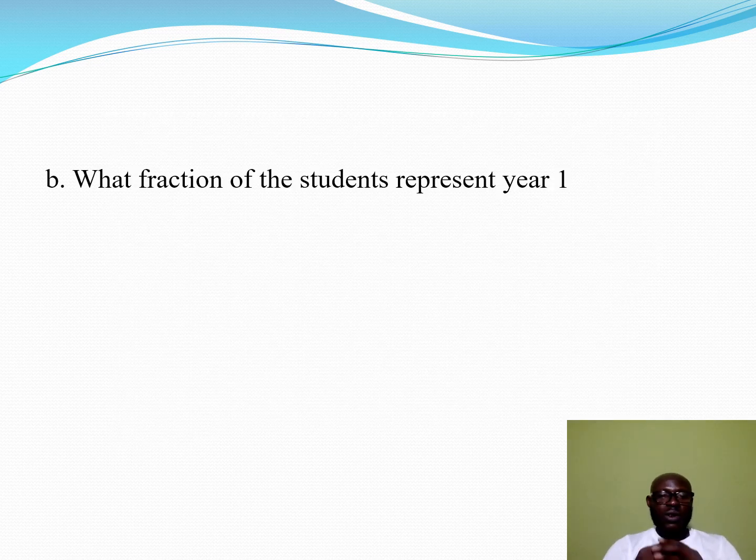Good. Now we have to find the fraction of the students representing year 1. Is that okay? So the question reads, what fraction of the students represents year 1? What fraction of the students represents year 1? Good.